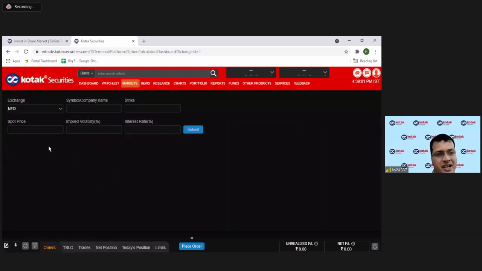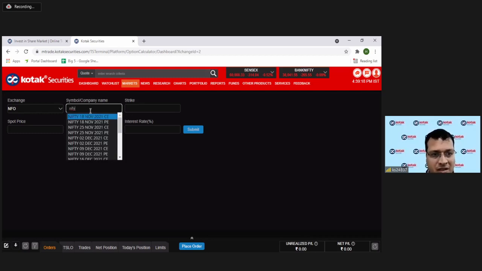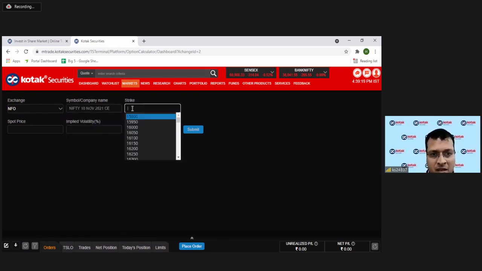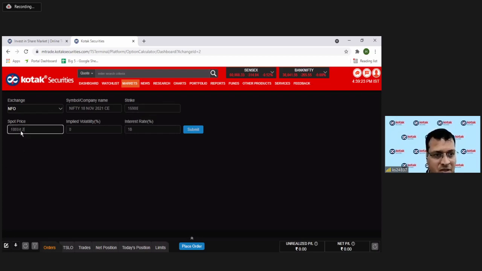This again we are working on, and we'll very soon have this feature advanced. But the option calculator is nothing but you come to know what the Greeks are with regard to Nifty or probably a specific stock. So in case you want to see what the Greeks are for Nifty 18 November, 15,900 strike price, where the spot price is say 16,000. Basically we are working on it.